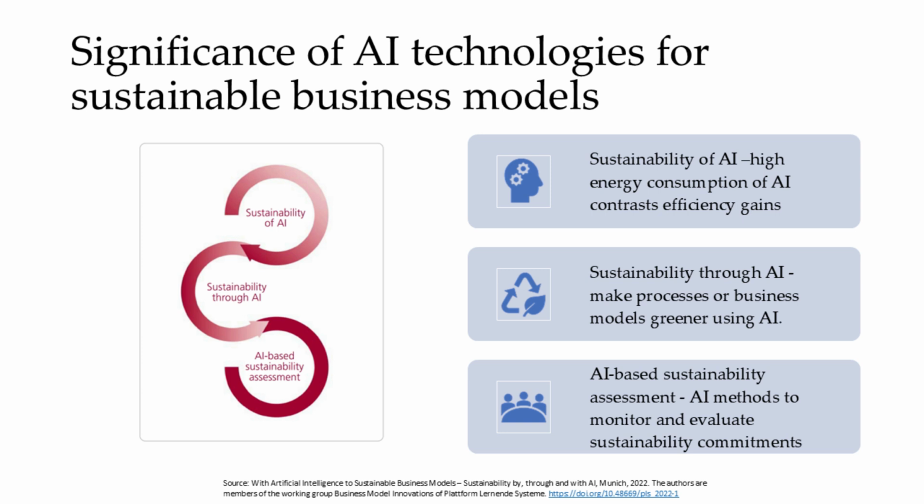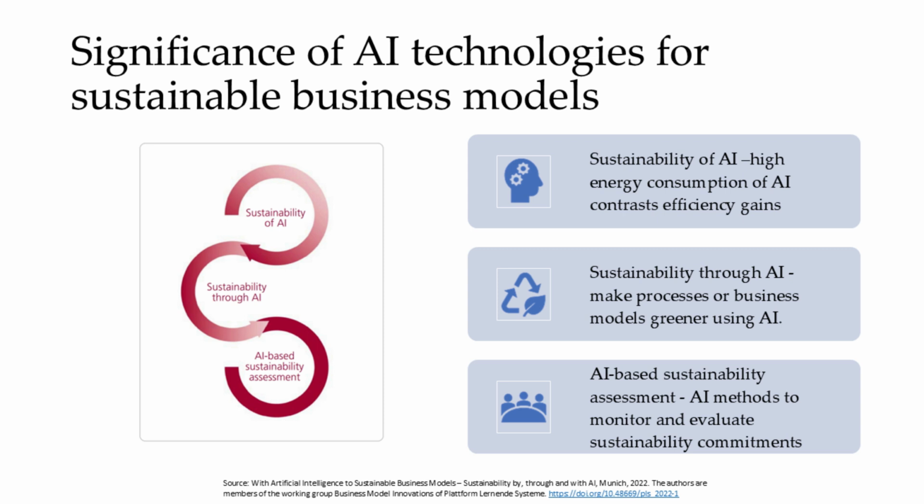So when it comes to the sustainability of AI, this explores the opportunities to reduce energy or materials consumption, using AI to gain efficiencies. The sustainability through the use of AI then looks at how processes or business models can become greener and more efficient using AI. And then you have the AI-based assessments, which explore the AI processes in order to evaluate or monitor various sustainability commitments such as improvement in biodiversity or conservation or climate change.